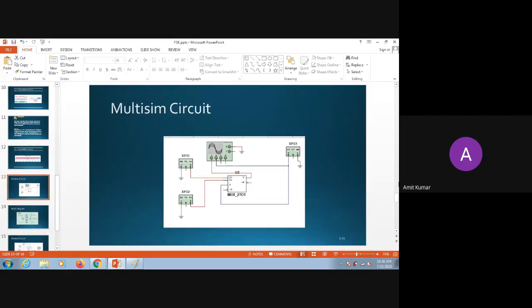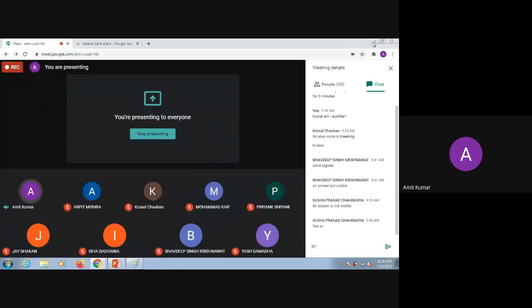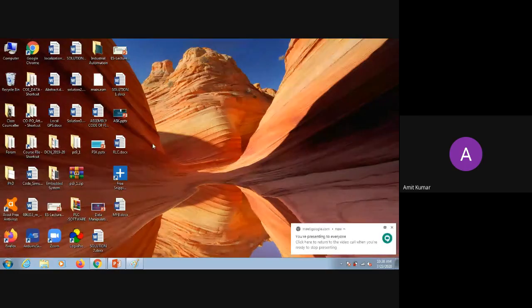It will not be able to produce a sine waveform. Producing a sine waveform is a challenge for your multiplexer. So we will see what problem we are facing. The output will be your digital signal. It will not be an analog signal.